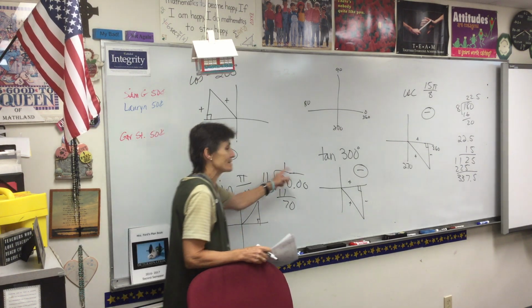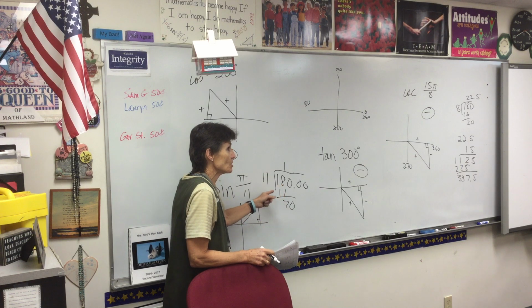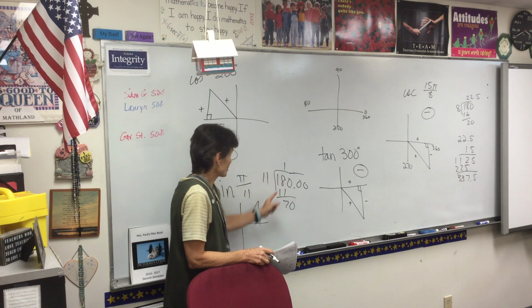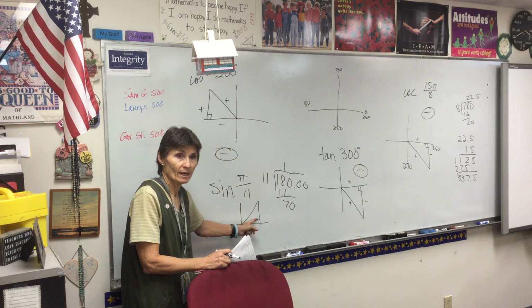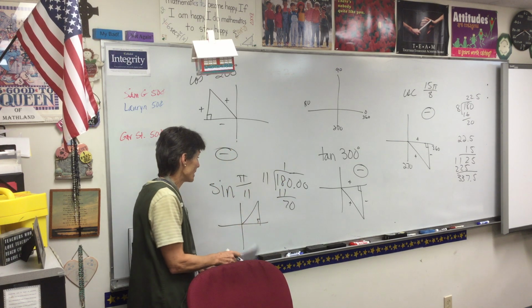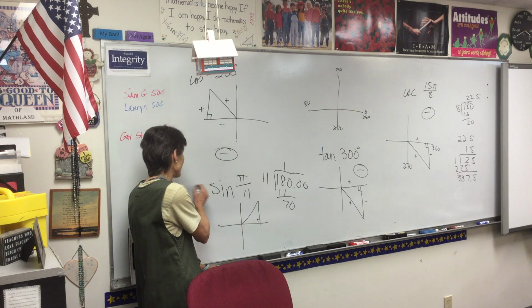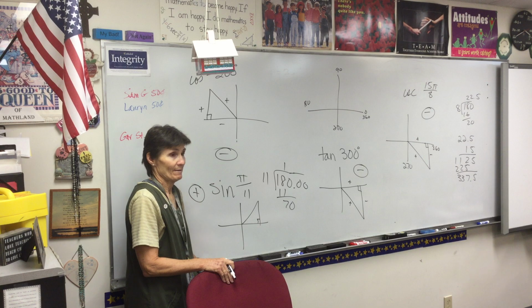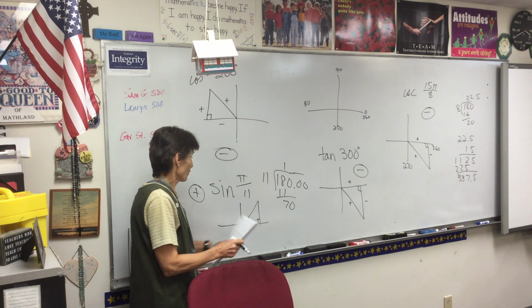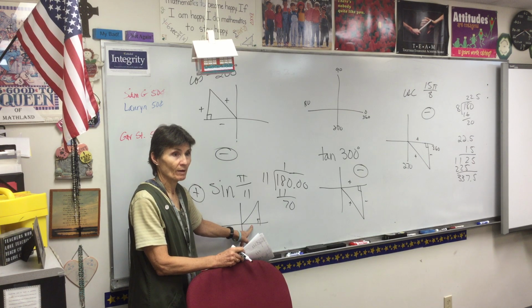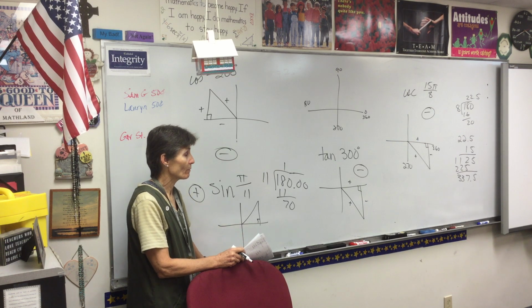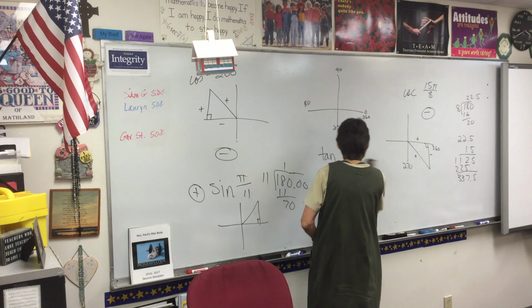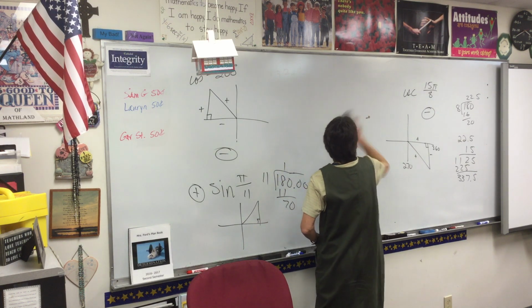I don't need to know exactly what that angle is. I just need to know where it is. And it's smaller than 20, so it's got to be between 0 and 90. Anything in quadrant 1 is automatically going to be positive. Why? There aren't any negatives in quadrant 1, right? Everything is going to be positive. So if you have a quadrant 1 angle, everything's going to be positive.